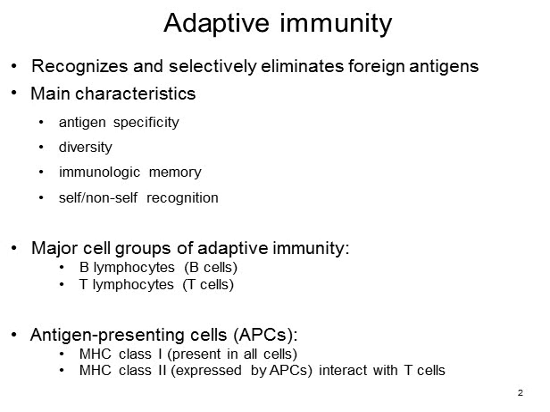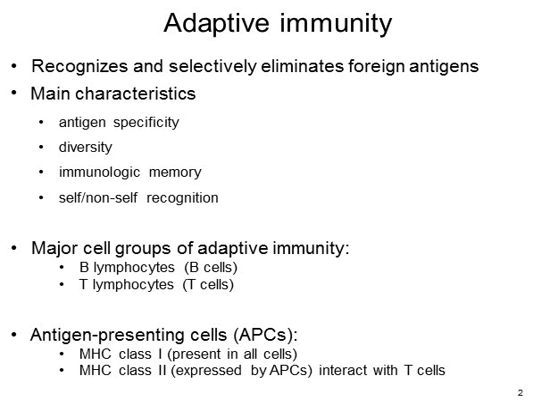This lecture is going to focus principally on adaptive immunity. This is the form of immunity which recognises and selectively eliminates foreign antigens. There are four key characteristics of the adaptive immune response, which are antigen specificity, a high level of diversity, displaying immunologic memory, which is the ability to respond to a second encounter of the same antigen more rapidly than the first encounter, and the ability to distinguish self from non-self recognition.